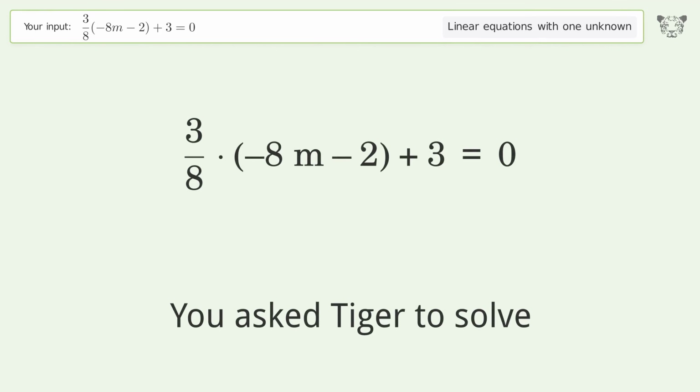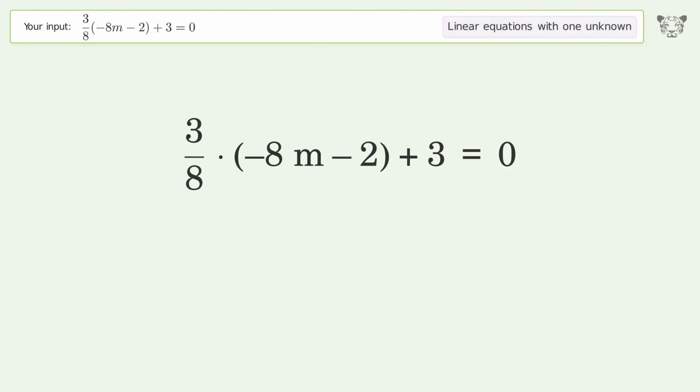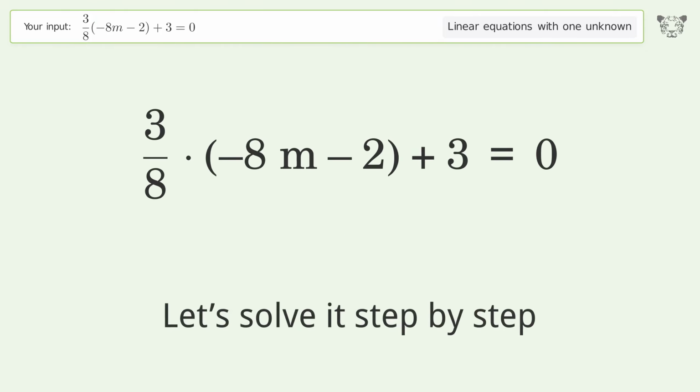You ask Tiger to solve this. It deals with linear equations with one unknown. The final result is m equals 3/4. Let's solve it step by step.